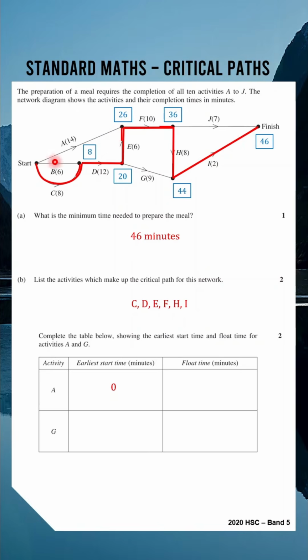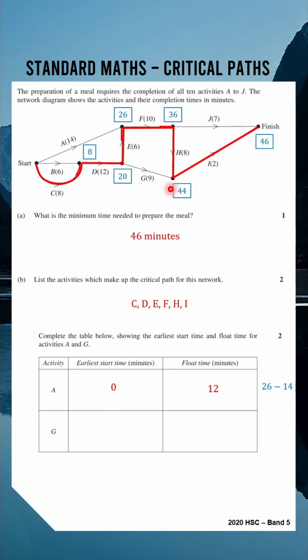A has a duration of 14 minutes, and the critical path from the start to the end of A has a duration of 26 minutes. So the float time will be the difference between these two numbers. So 26 take away 14 is equal to 12, and that's why A has a float time of 12 minutes.